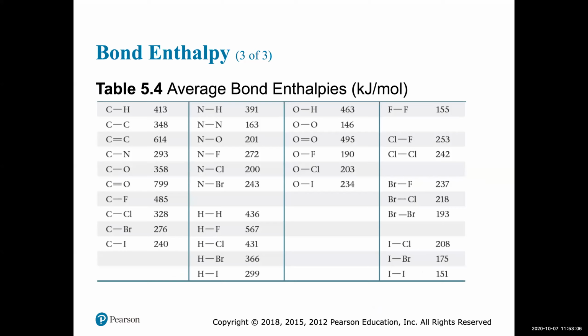What you notice is that, as we said, they're all positive because you have to put energy into it to break it, and the higher the number, the stronger the bond. The other thing I would point out here is, if you're not familiar with how things bond, you have the C-H bond, C-C, C double bond C, C-N, on down the line. You'll need to understand that, at least to be able to calculate delta H from these bond enthalpies, because you have to identify how many of each type of bond is present in the molecule.